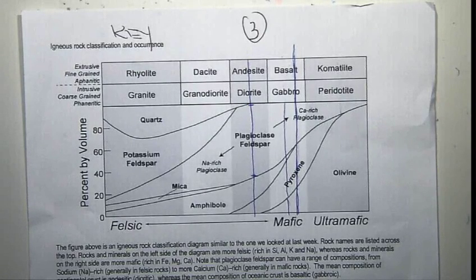So yes, an extrusive rock can have as many dark-colored minerals as an intrusive rock if they're both mafic, if they're both made up of magnesium and iron-rich minerals. Okay, that's really, really key to get that distinction.